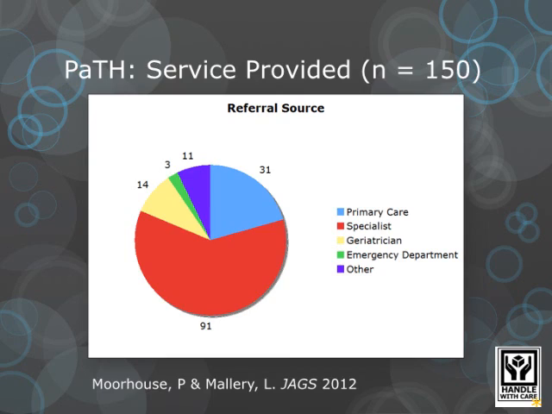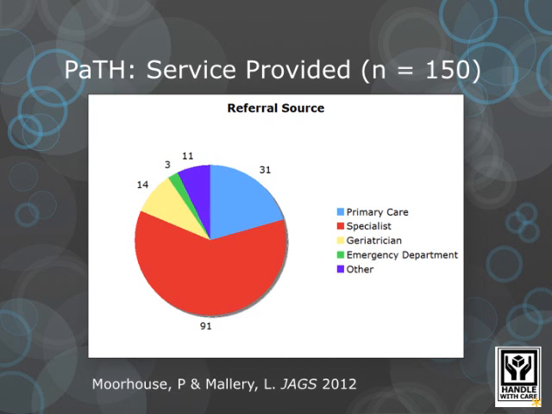So they've done a little bit of work looking at this, and they have this study that was done in JAGS in 2012, and it looked at where some of the referrals have come from. And certainly a lot of them, because their program was initially in acute care hospitals, came from specialists. But there were primary care, geriatricians even referred to this program, emergency department as well.